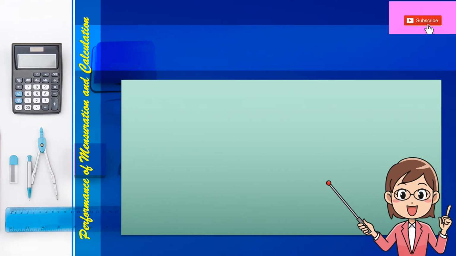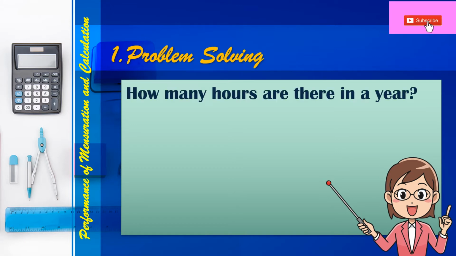Okay, so last meeting, we learned about ratios and proportion, the standard unit of time, and the calculation of the room occupancy percentage. So let's check if you still remember our past lesson. I have here two problems. The question here is how many hours are there in a year? So how will we get the answer?